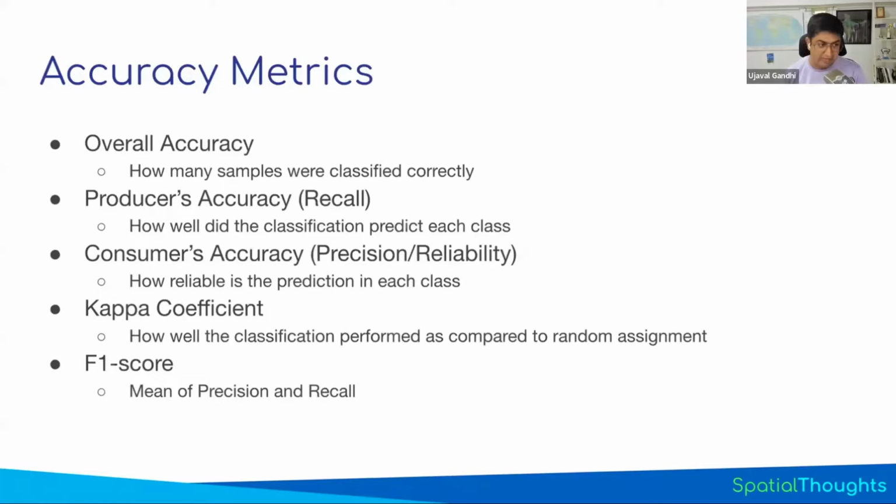Whether you use F1 score or overall accuracy, it really depends on whether you're coming from a machine learning background or a remote sensing background. It's the same concept, just a different metric that you use. Earth Engine allows you to compute all of this, and you can use any of this that you like for your assessment. You can compute all of this in Earth Engine.